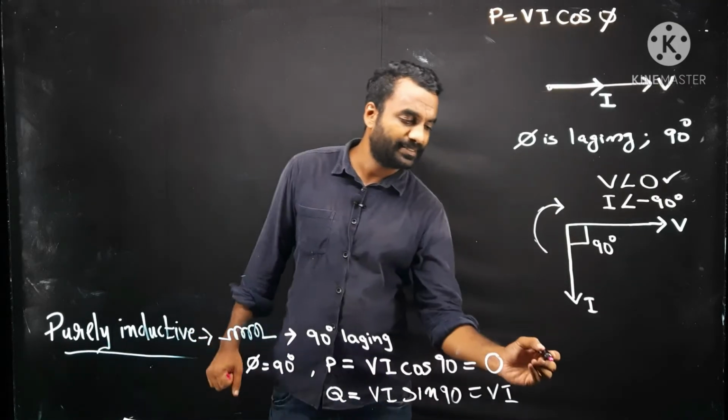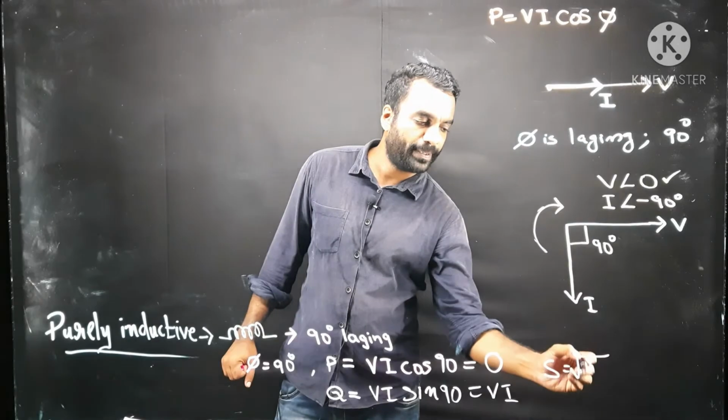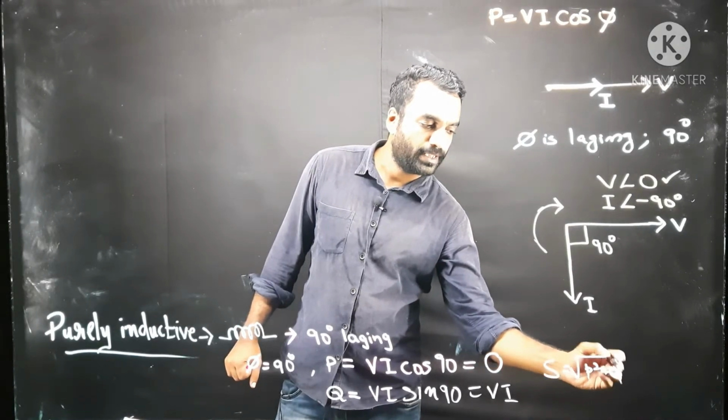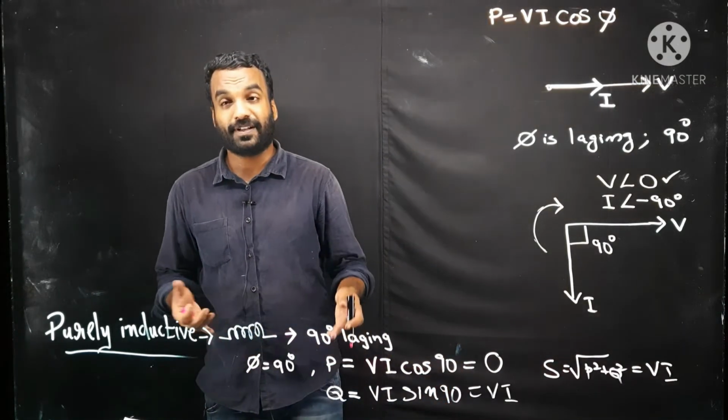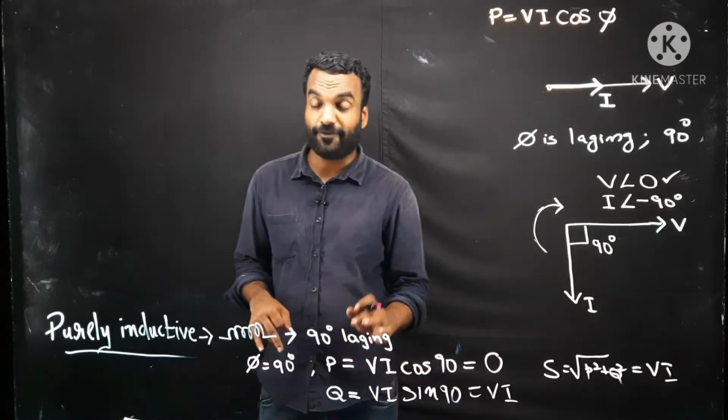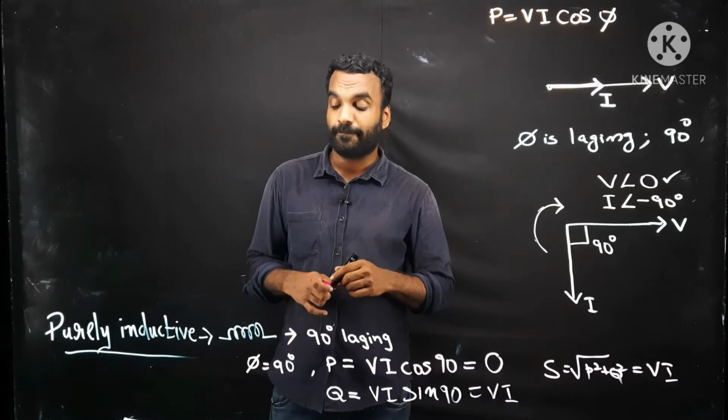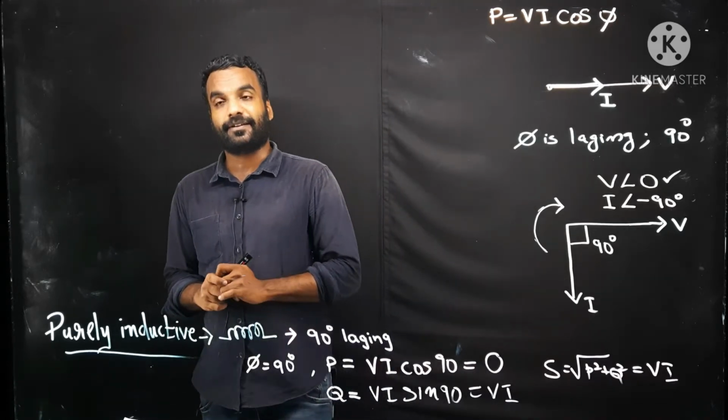So what will be the S? Square root of P square plus Q square. Apparent power will again be Vi. But now real power is absent, and reactive power is 100% present. That is the concept of a purely inductive load.